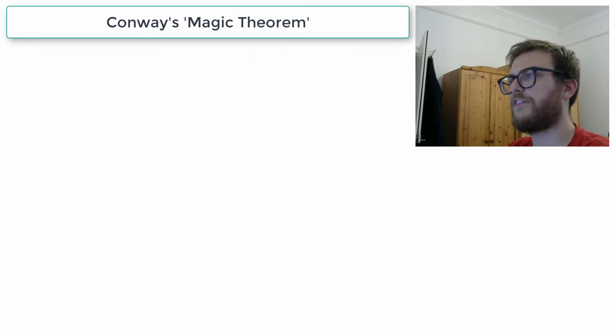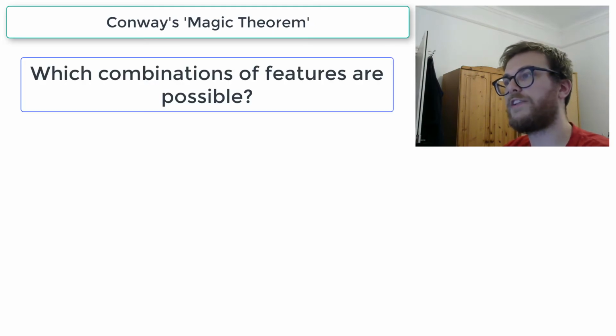Though we don't prove it in this video, it is the case that patterns with different combinations of features have different symmetry groups. Therefore, to know how many symmetry groups there are, we need to work out which combinations of features are possible. Okay, so which combinations are possible? This is our big question.